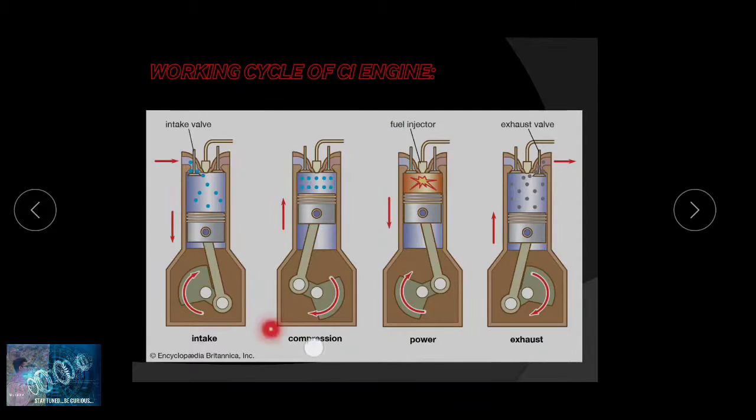This is a working cycle of CI engine. This is an intake stroke where the air gets inletted. It is a compression stroke where the air gets compressed. Due to the very high pressure of the air, the temperature also gets increased. The temperature is always directly proportional to the pressure. On the power stroke, the fuel is injected by a fuel injector, due to high temperature of air, the fuel gets burned, then the power stroke gets completed. After the power stroke, the remaining flue gases are exhausted during the exhaust stroke via the exhaust valve.